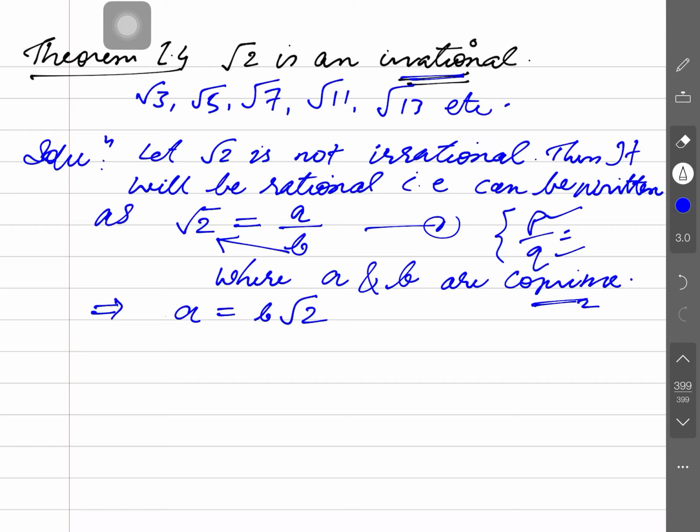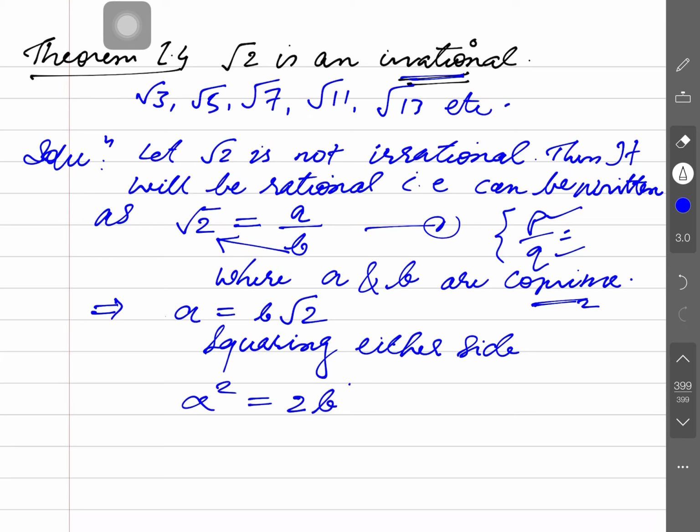So the irrationality is to be removed here, so we square either side. Squaring either side will make a square equal to 2 b square, since root 2 squared becomes 2. You may see this just here.